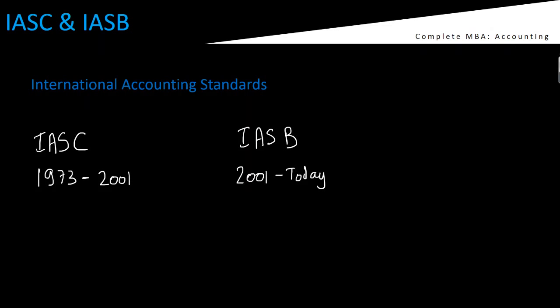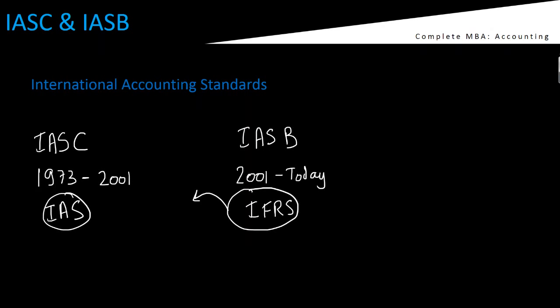For the International Accounting Standard Committee, all the standards that are created are called IAS, International Accounting Standards. For the International Accounting Standard Board, all the accounting standards created are called IFRS, International Financial Reporting Standards. Both of them are valid, but if there is an IFRS created that substitutes an IAS, this will be the correct one. Remember that.